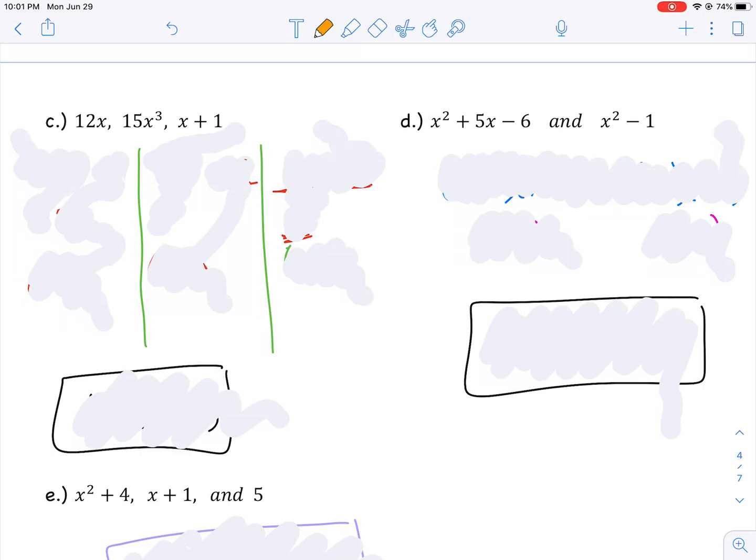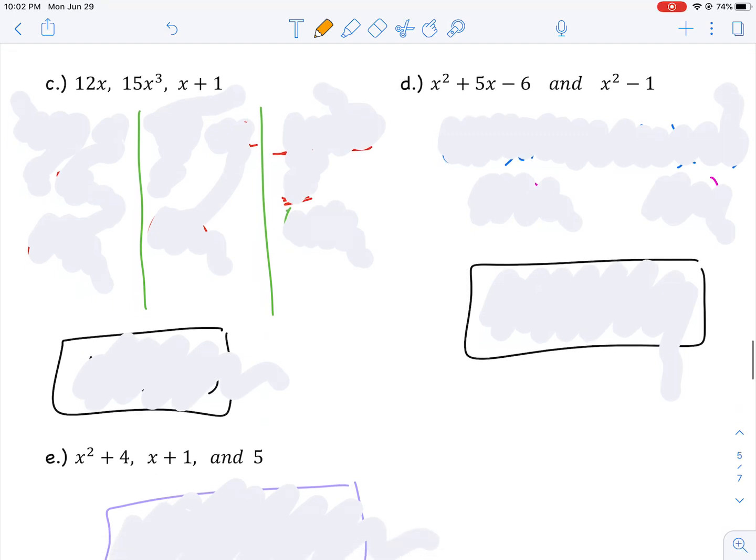All right, we're going to continue with example number 4, C, D, and E. This is from section 6.3. We've been talking about least common multiples, which is going to help us get common denominators eventually. These ones are a little bit harder, a little bit different, so let's look at finding a least common multiple. I have the term 12x, the term 15x cubed, and the binomial x plus 1. A little bit tricky because that one's a little bit different.